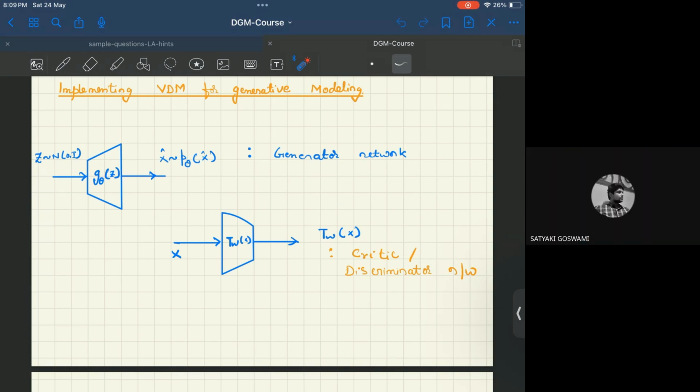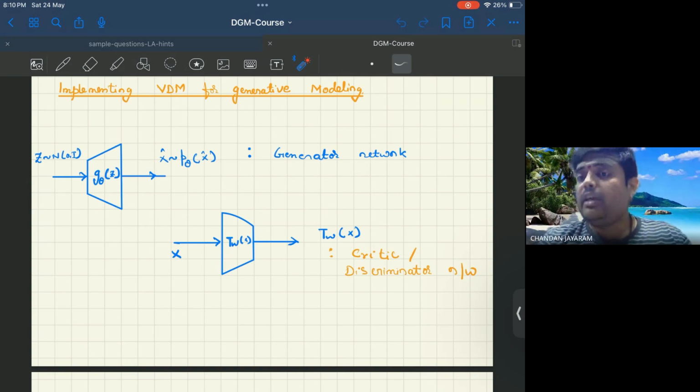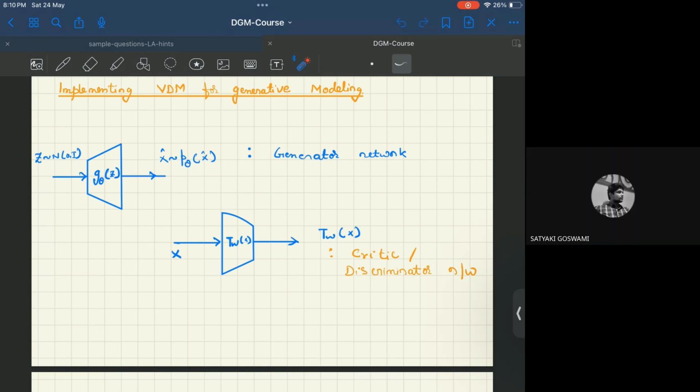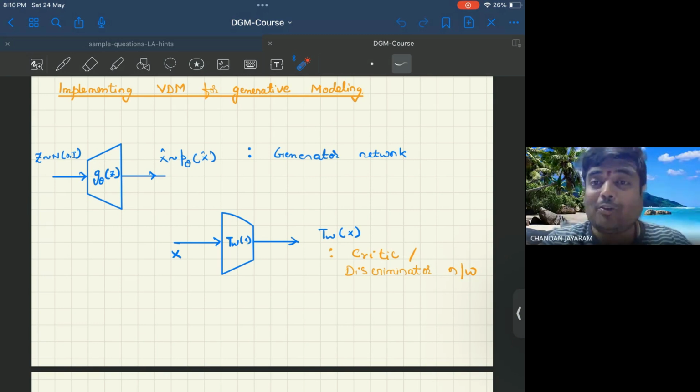Sir, the argument for the critique discriminator is the output of the generator network. It takes both the real images as well as the generated images. Now just go forward.